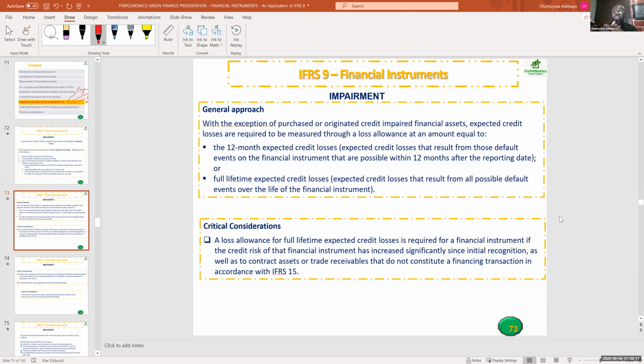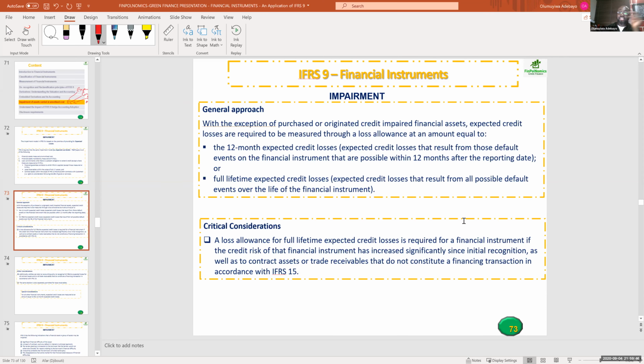And the simplified approach uses a methodology similar to what we call a provision matrix. And what is a provision matrix? It is that your experience and past data will be used to ascertain what we call your loss rate. Your loss rate will be given by evidence of your loss over the years. And you are going to divide your financial assets, especially receivables, into buckets based on past due days.